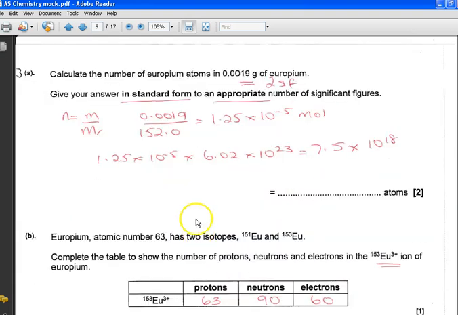Okay, question 3. Number of atoms in a certain mass of europium. Important to read the question in terms of your answer must be given in standard form and to an appropriate number of significant figures. So you can see here that the question is written to 2 significant figures, so your answer will be to 2 significant figures. So work out number of moles from the mass and multiply by Avogadro's constant to work out how many atoms there are in that number of moles.